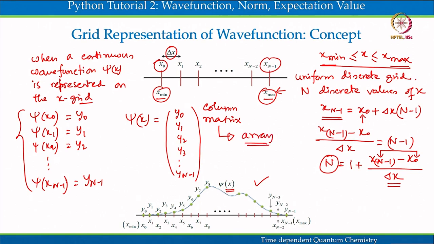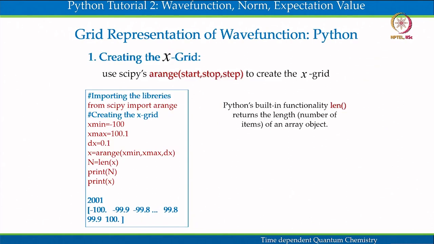So pretty much we have got an idea how we are going to represent the entire wave function in computer programming. We have to prepare the array. Before we prepare the array, first we have to create the x grid, where we have to define a certain range, let's say minimum to maximum. After selecting the range, I also have to select delta x, then I can create this x grid. And on the x grid, we have to find the wave function values to represent the wave function.